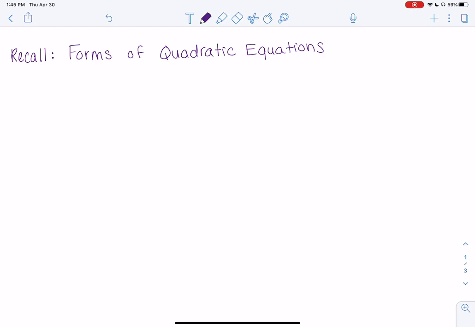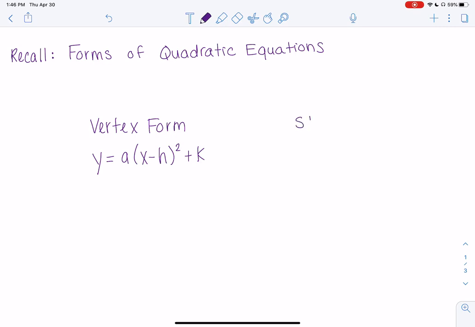Before we get started with this lesson, we're going to do a quick review on the two forms of a quadratic equation. The one we've been using a lot lately is our vertex form, and our vertex form looks like this: y equals a, x minus h, all squared plus k. This one is very beneficial because this form allows us to see the transformations on our parabolas in terms of how the graph will look, and it also allows us to see our vertex directly from the equation.